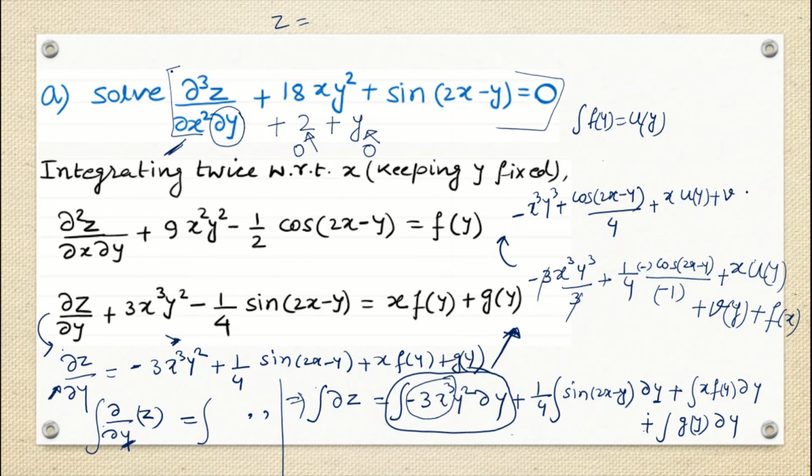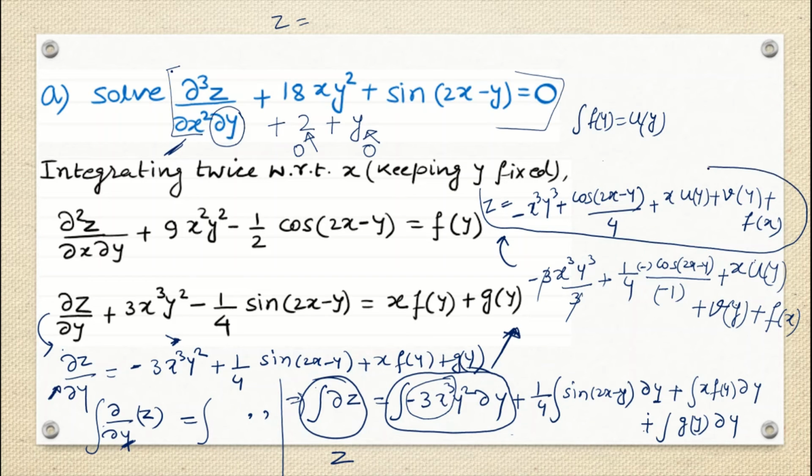And then plus x times u(y) plus v(y) plus f(x). Okay, so now if you see this equation, right hand side, what is my left hand side? Left hand side is what? Integration of ∂z, that means z, correct? So left hand side is z. Z equals this complete thing. So this is my answer. This is the solution, because I got z in terms of x and y, because z depends on x and y, and this equation actually gives me the solution that z is all these things, where u(y), v(y) and f(x) are nothing but arbitrary functions.